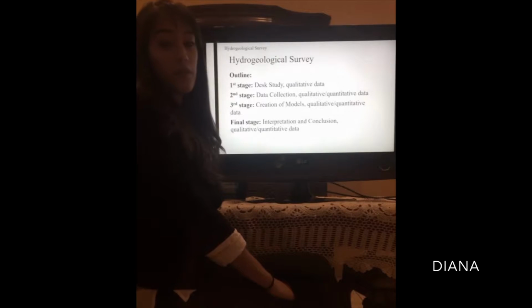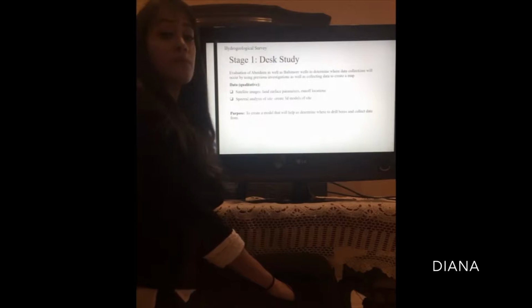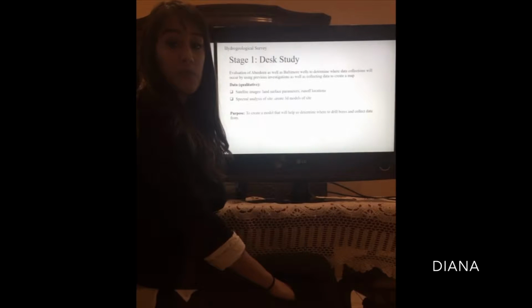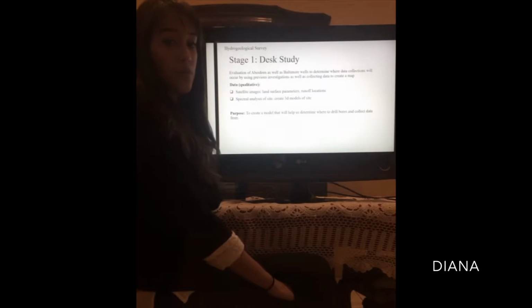This is an outline of the method that we will use. The first stage is a depth study in which we will collect qualitative data such as satellite images to be used to determine land surface, parameter, and runoff locations. The spectral analysis of the proving ground will also be used to create a 3D model of the site. The qualitative data collected will be used to find bore locations.